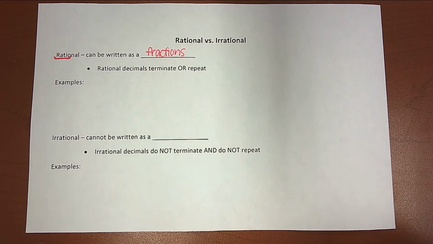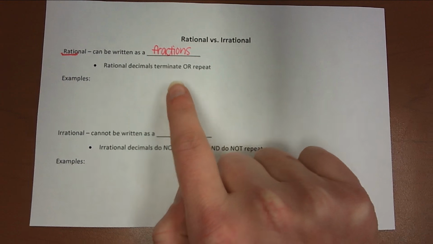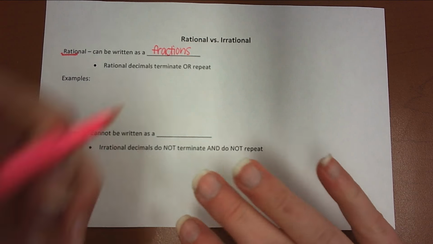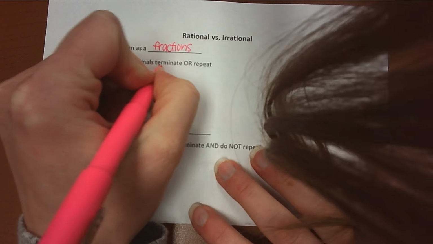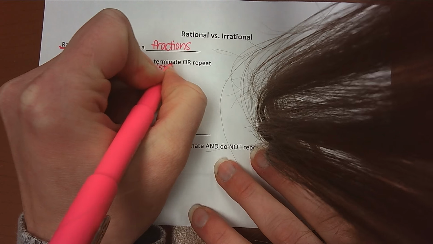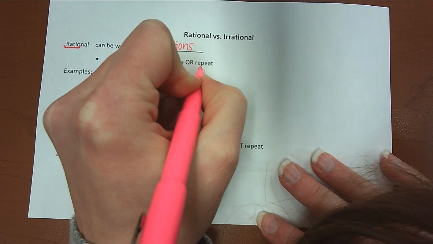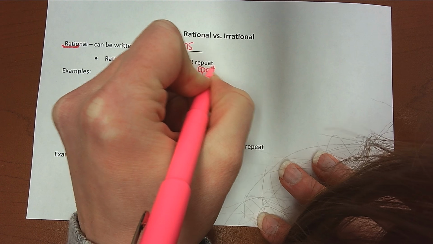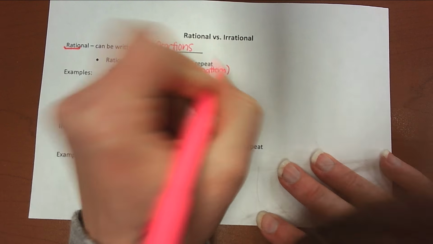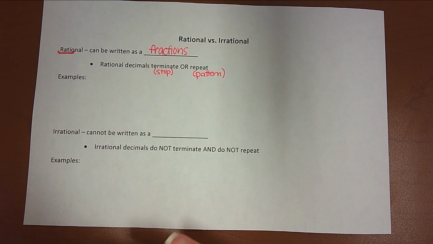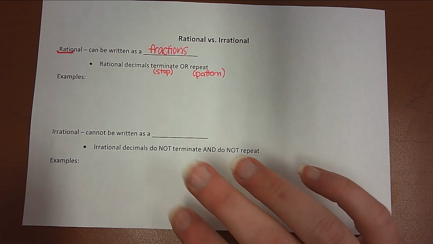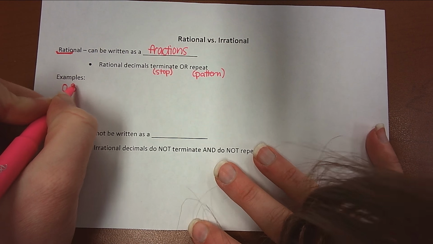And something that I want you to know is that rational decimals terminate or repeat. So terminate we know means stop. And then repeat means they have a pattern. So they go on forever with a pattern. So I'm going to give you some examples of rational numbers. A rational decimal that terminates could be 0.31, 31 hundredths.